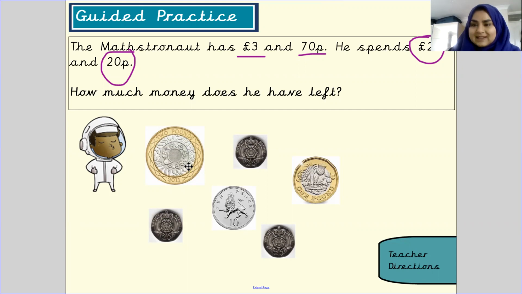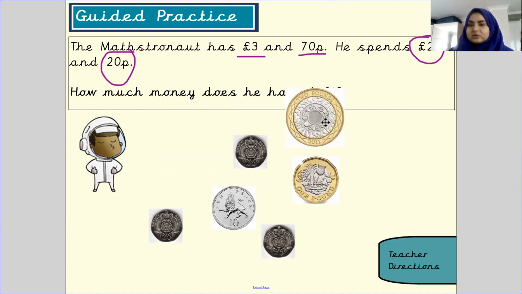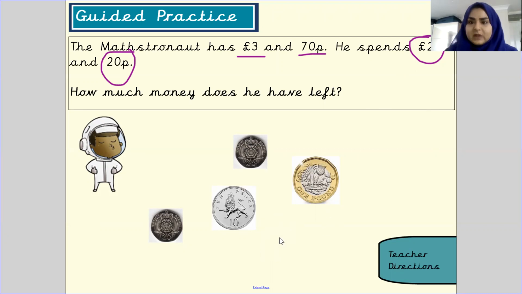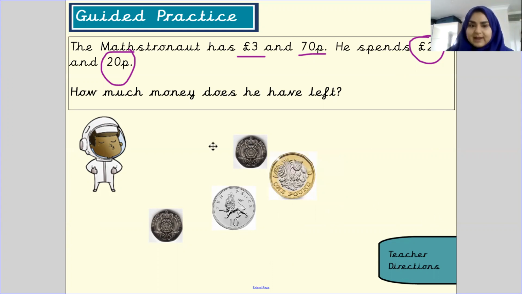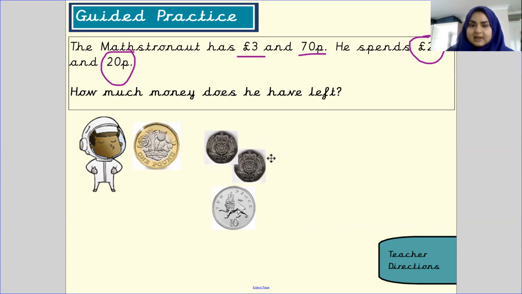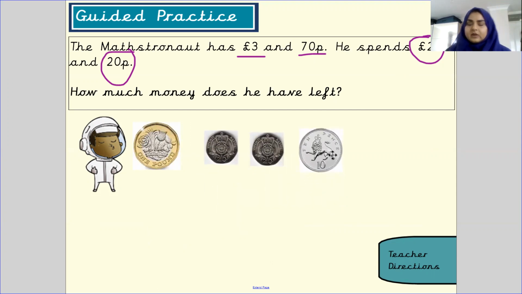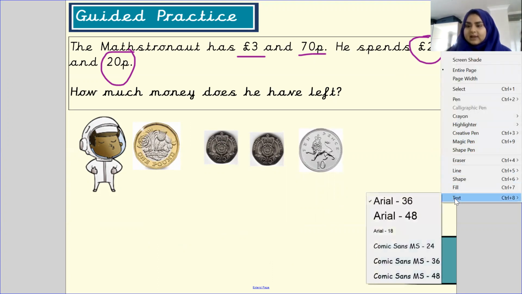So over here, let's count how much he has. He has £2 plus £1, which is £3, plus 20, 40, 60, 70p. And he uses £2.20. So I'm going to move £2.20. So how much does he have left? Fantastic. He has £1.30 left. Another way you could have done it is by working it out.